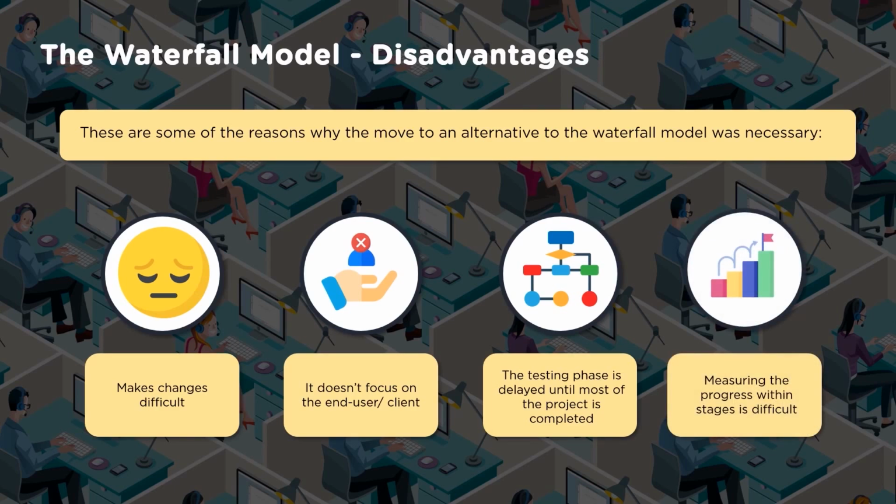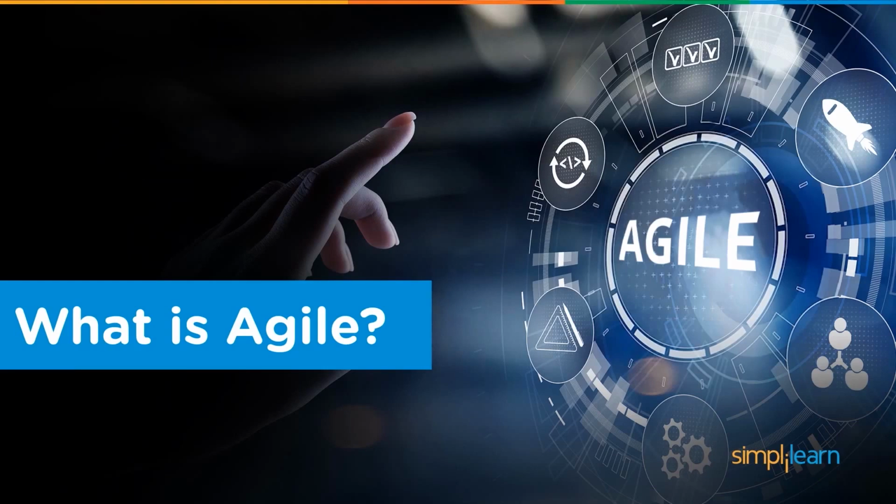So why is it difficult measuring the progress within the stages? Because of the deliverables or the metrics which are defined to measure at a milestone and at the end of the phase to understand whether everything is delivered as part of it. Now let us look at how Agile is going to help us to address these disadvantages mentioned in the waterfall model. So what is Agile? The basic meaning of Agile is to move faster, be flexible, respond to change, etc.